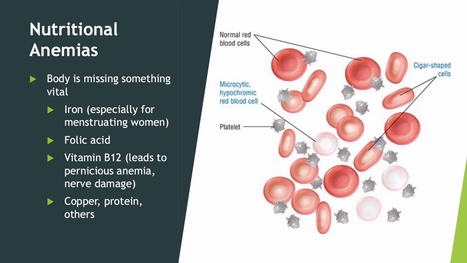Nutritional anemias occur when the body is missing something vital for blood cell production. Iron deficiency is particularly common, especially for menstruating women. Folic acid deficiency can also cause anemia. Vitamin B12 deficiency leads to pernicious anemia and can cause nerve damage. Other nutrients like copper and protein, among others, are also necessary for healthy blood cell production.